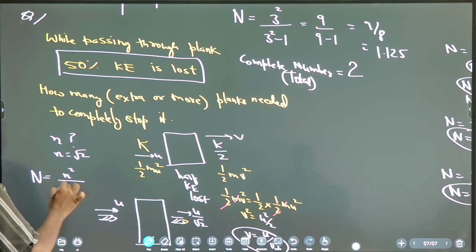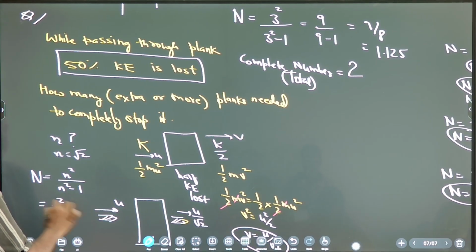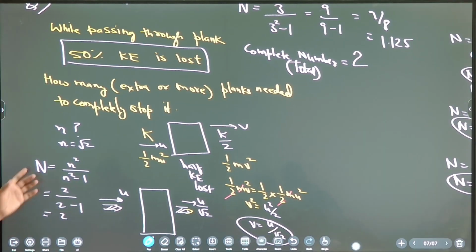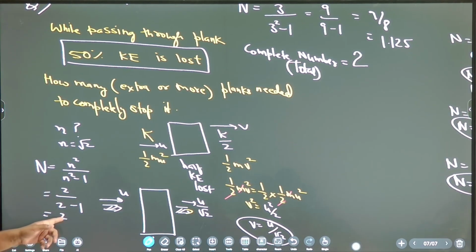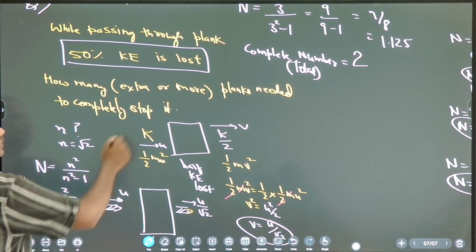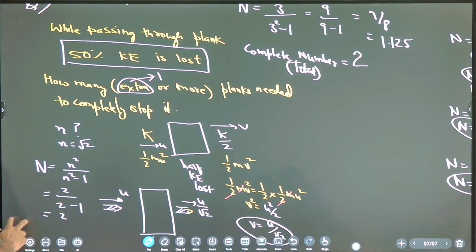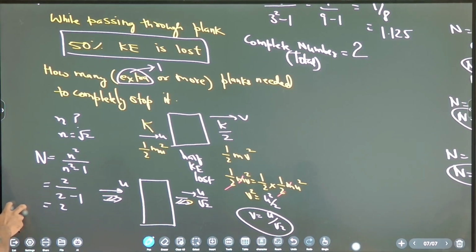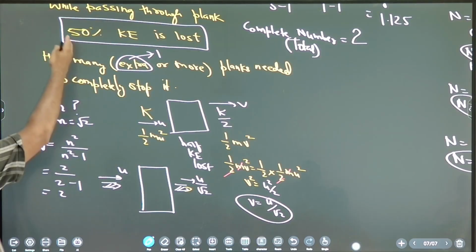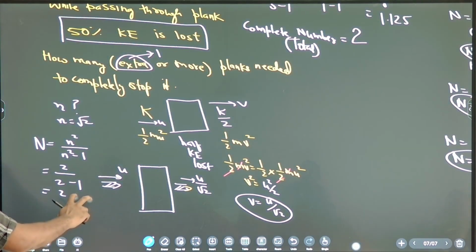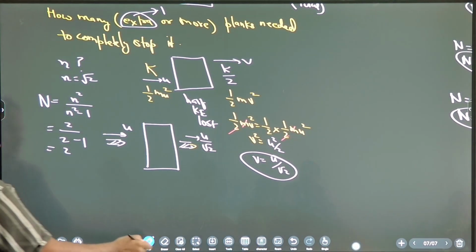Capital N is n square by n square minus 1. So 2 by 2 minus 1, which is 2. So the total planks needed is 2. So extra plank needed is 1. Okay, now you can solve 25%. If 25% kinetic energy is lost, try this question.